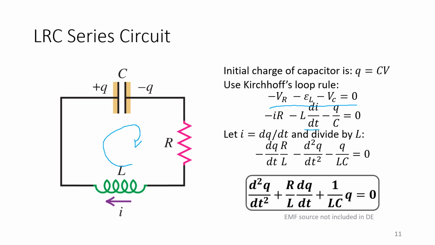And I'd like to note two things. Firstly, the EMF source is not included. We just added R into the system, and let's do things one at a time. And notice that with the exception of this term, if you remove that term, you'll end up getting the original equation that we've had in the LC circuits.